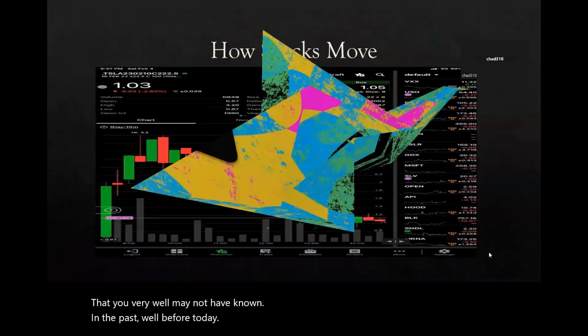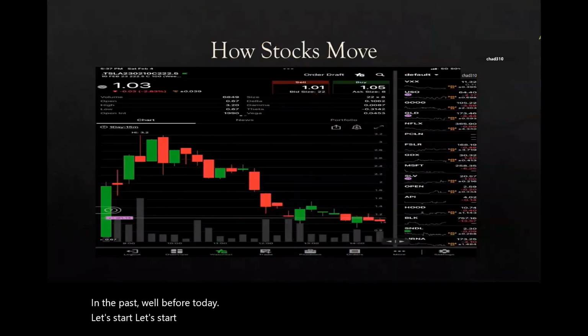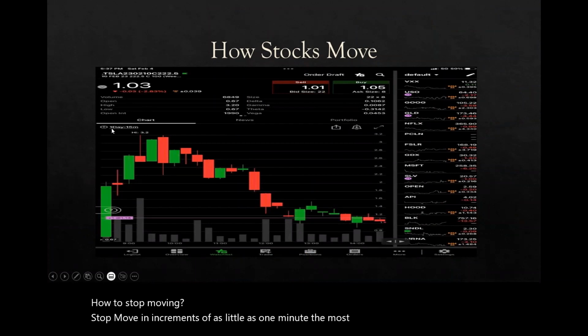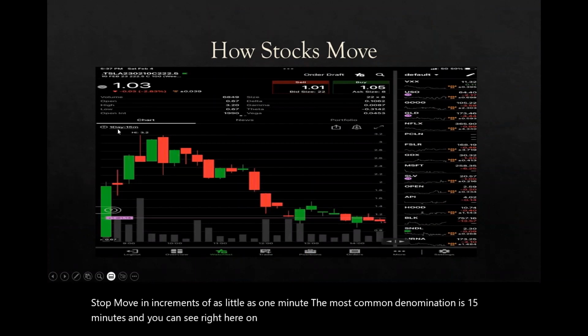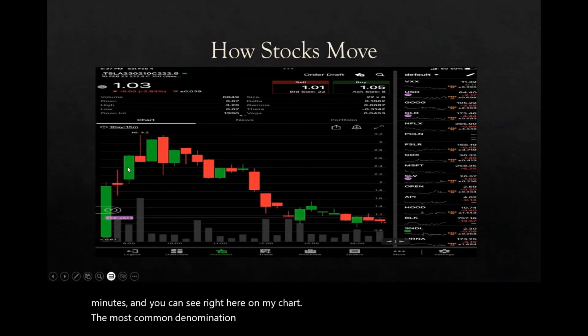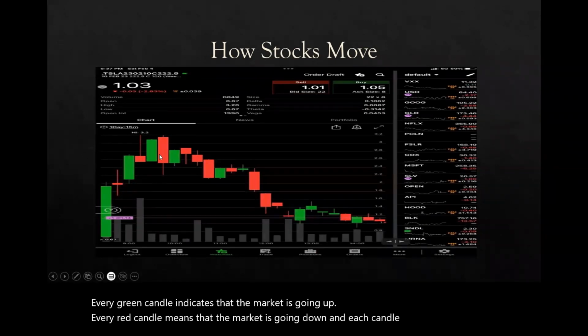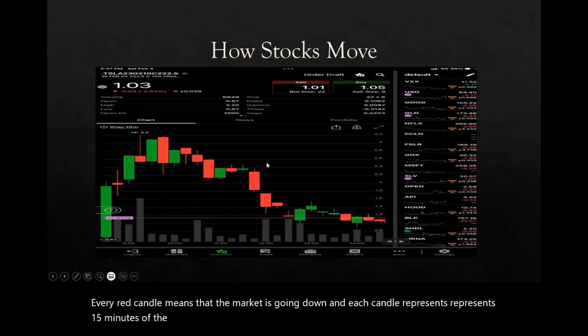So let's start first off. How do stocks move? Stocks move in increments of as little as 1 minute. The most common denomination is 15 minutes, and you can see right here on my chart, the most popular time frame is 15 minutes. Every green candle indicates that the market is going up. Every red candle means that the market is going down. And each candle represents 15 minutes of the day in this particular example.